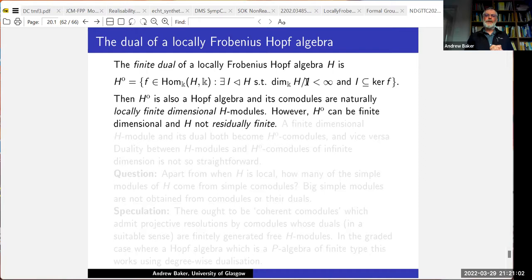So this is not good in the sense that this H up a zero can be quite a tiny object. So you're not gonna see a lot of the interesting co-modules that you might expect, which dualize to big modules. Okay.